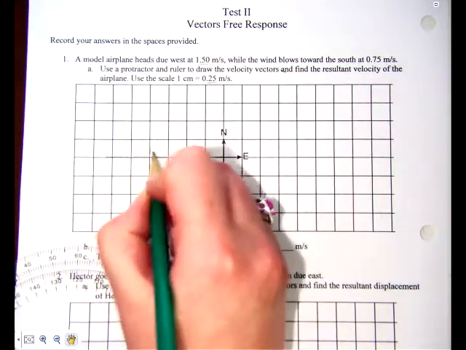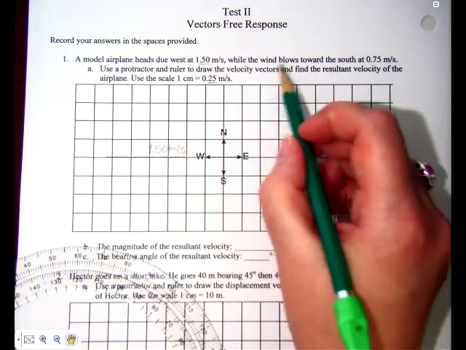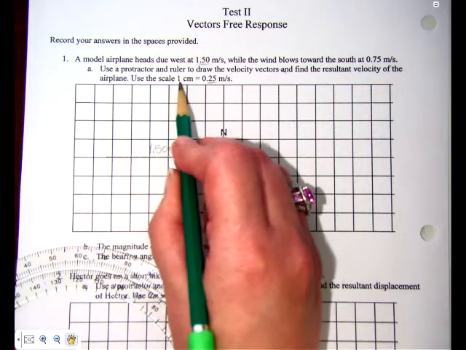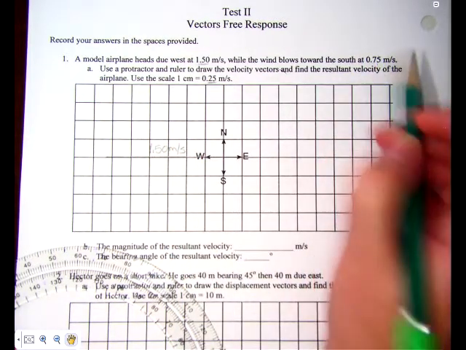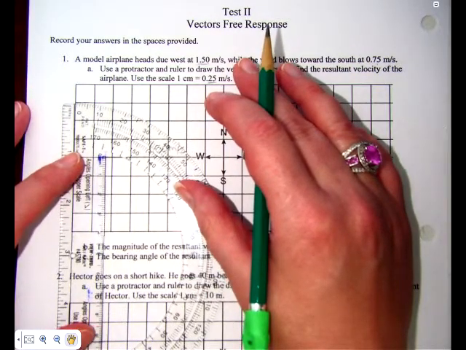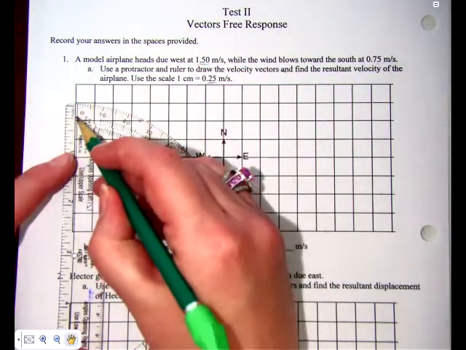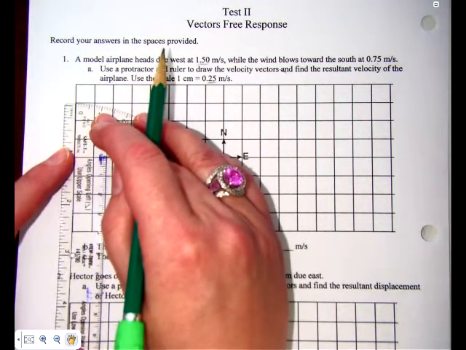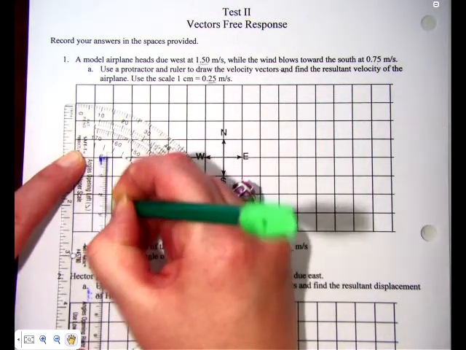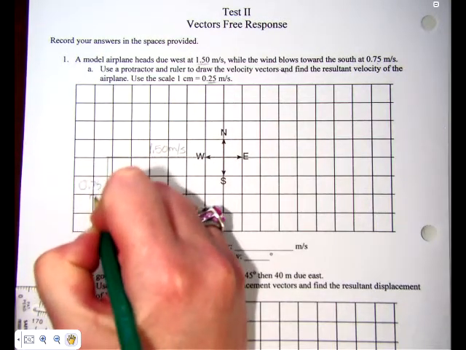Okay, so that's our 1.5 meters per second west. And then it says the wind blows south at 0.75. On our scale, that would be 3 centimeters, because it takes 3 quarters to make 0.75. So starting at the end of our first line, and I kind of lined up this line here with this line to make sure I'm parallel, because that can make a little bit of a difference. So 3 centimeters south. Okay, that's 0.75 meters per second.